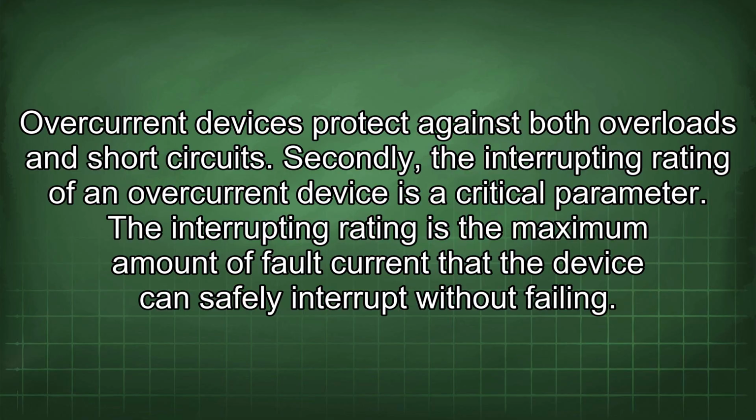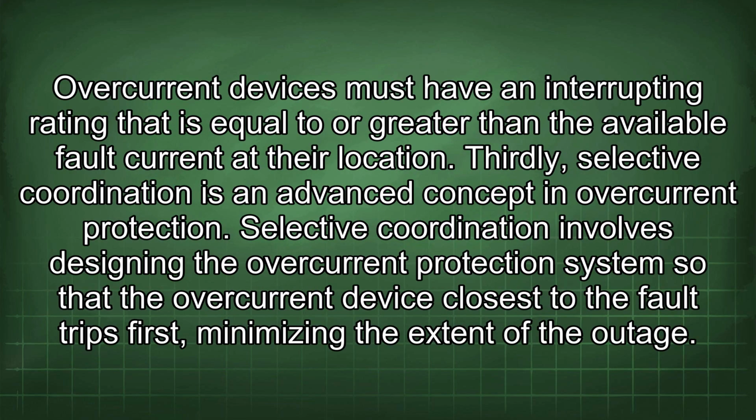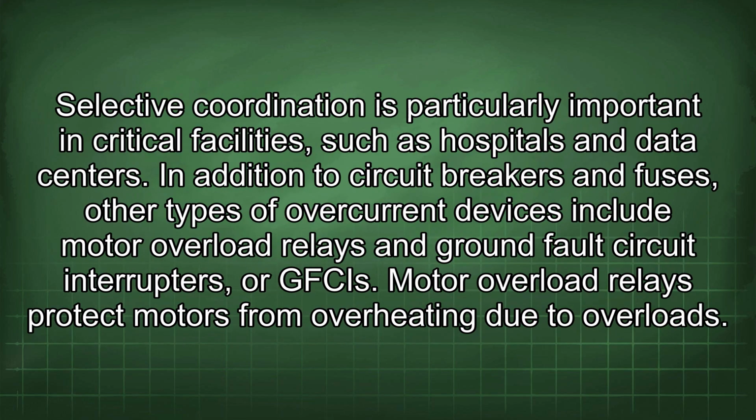Secondly, the interrupting rating of an overcurrent device is a critical parameter. The interrupting rating is the maximum amount of fault current that the device can safely interrupt without failing. Overcurrent devices must have an interrupting rating that is equal to or greater than the available fault current at the location. Thirdly, selective coordination is an advanced concept in overcurrent protection. Selective coordination involves designing the overcurrent protection system so that the overcurrent device closest to the fault trips first, minimizing the extent of the outage. Selective coordination is particularly important in critical facilities such as hospitals and data centers.